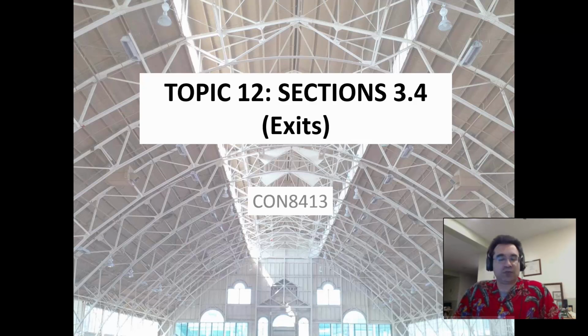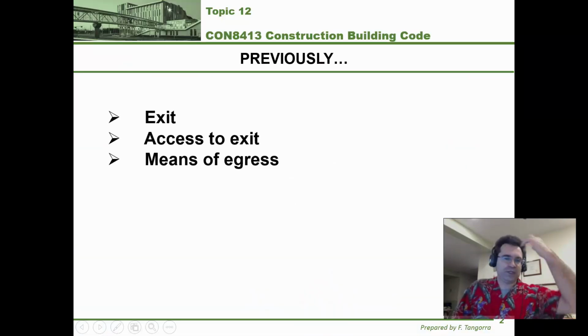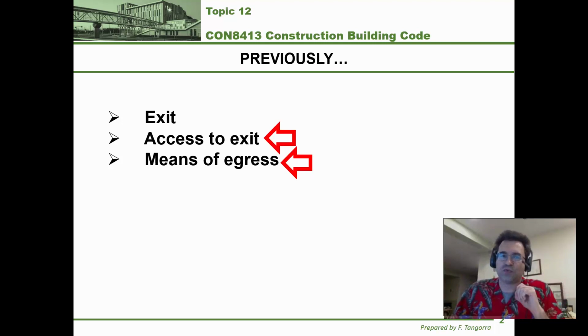Today we're dealing with topic 12, and that is specifically an introduction to section 3.4 of the Ontario Building Code, exits. Okay? Very well. Before we move on, I just want to remind us all what we covered under topics 10 and 11. Specifically topic 11, we covered these two items, that is access to exits and means of egress. So if you haven't viewed topic 11 and read the course notes for topic 11, please stop this video and go and do topic 11. Otherwise you'll be quite lost for this.